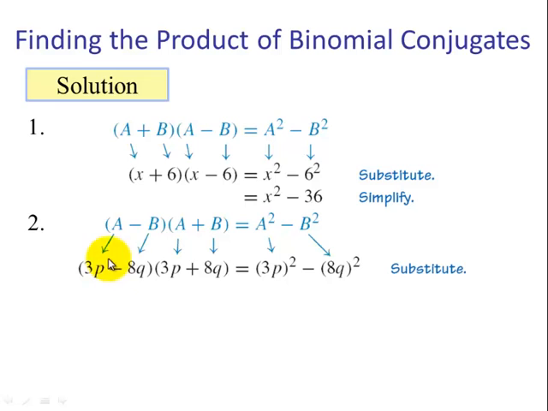Number 2, and here again we have two conjugates. So we square the first term, 3p, minus the last term squared, 8q. 3p squared is 3 squared p squared, which is 9p squared, minus 8 squared q squared, which is 64q squared. So our final answer is 9p squared minus 64q squared. And we are finished.